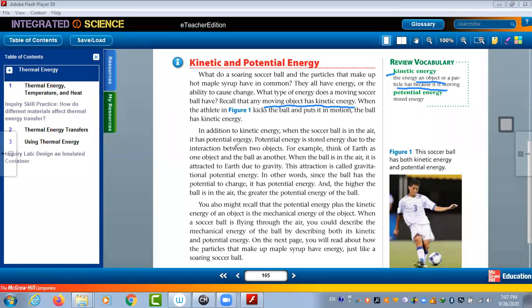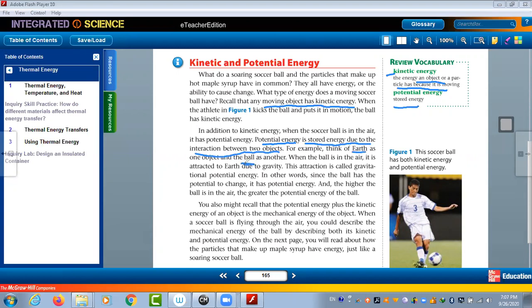Also, we said we have another kind of energy. It's called what? Potential energy. Okay, and potential energy, as you see here, is stored energy. So potential energy is stored energy due to the interaction between two objects, like when we have Earth and the ball.